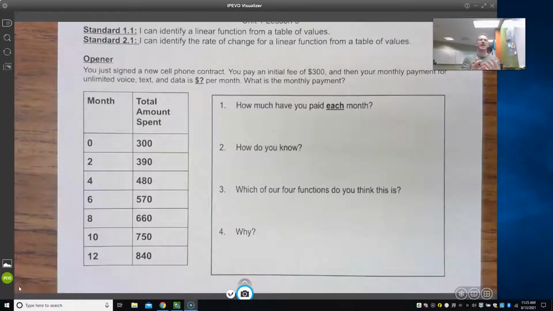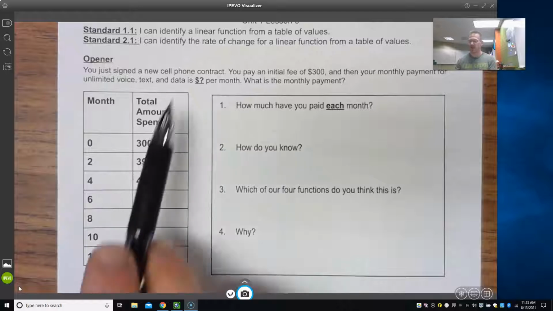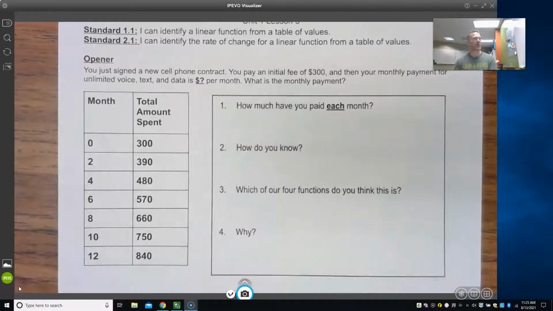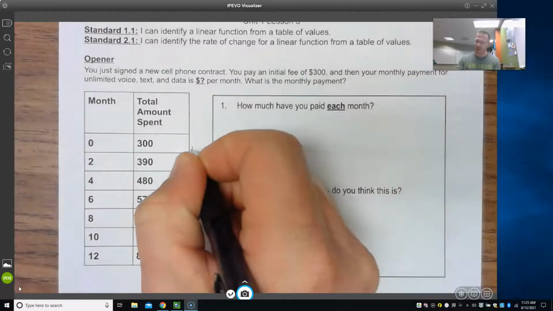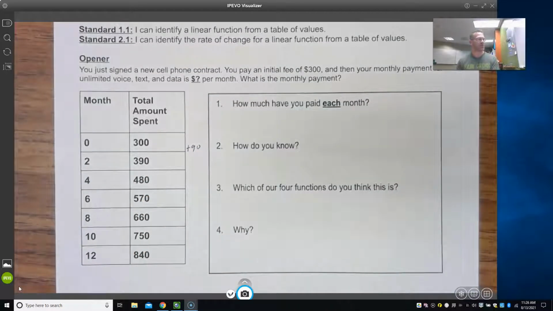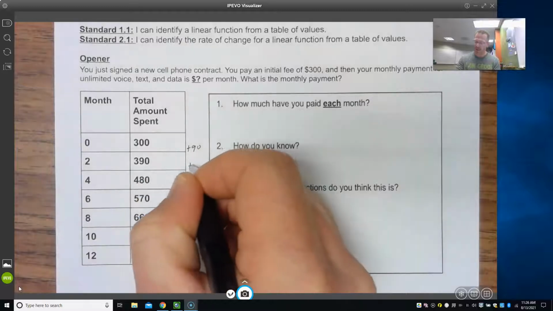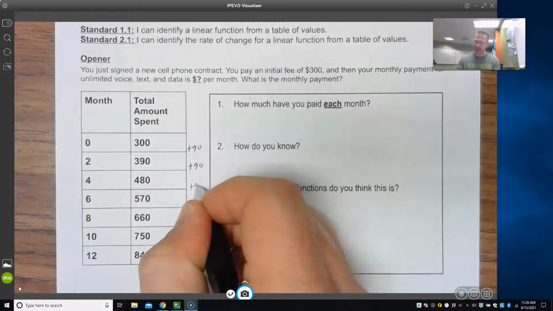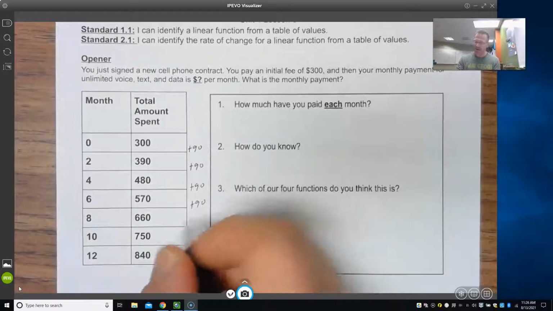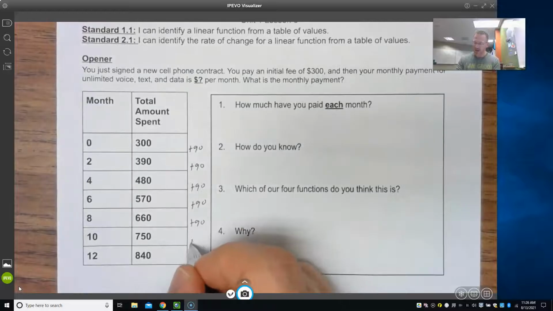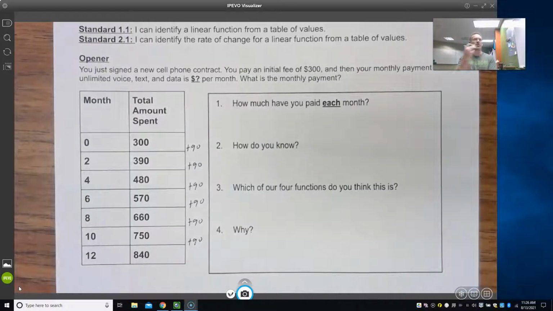So very similar type of problem that we looked at previously. New cell phone contract, a different initial fee this time. We're still asking the same question, like what is my monthly payment? Now here's what we see in this table that's different from last time. When I look at my change in the total amount spent, I can see I go up 90 for my first rate of change in Y. And then I go up 90 again, and then 90 again, and then 90, 90, and 90. All right, so very similar.